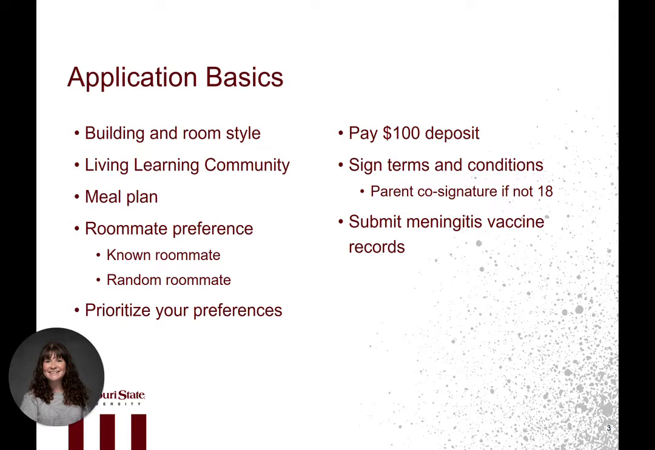And finally, you'll select which of your preferences is your top priority. For example, you may have chosen that you want to live in Hutchins House with your best friend on the Creative Minds Living Learning Community floor. You're going to choose which of these three preferences is your ultimate top priority. That way, if our housing office isn't able to secure you all three of those preferences, they know which one is most important to you.